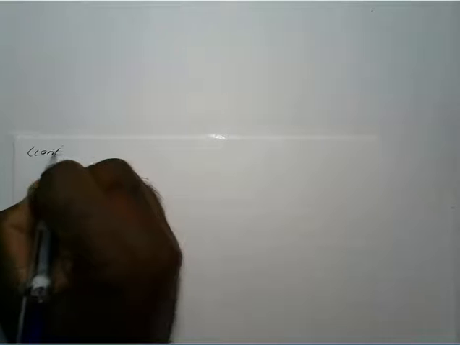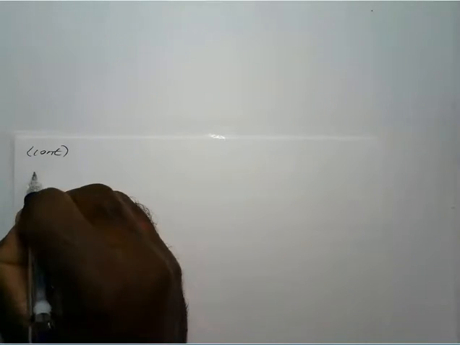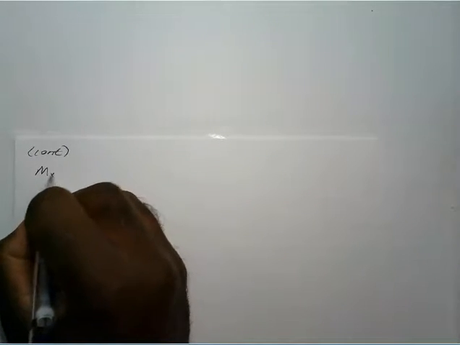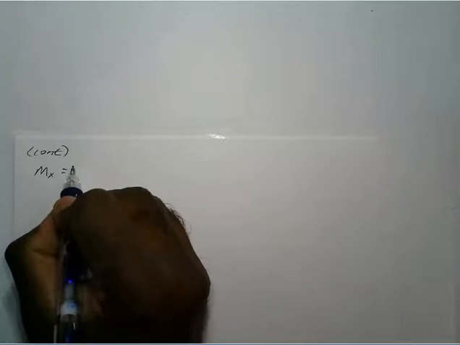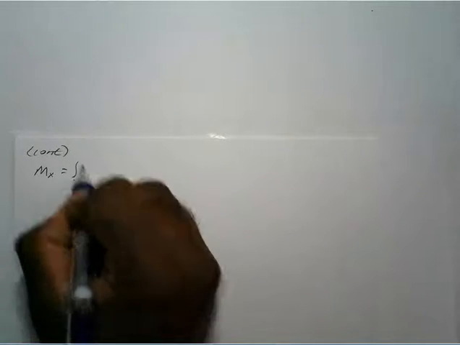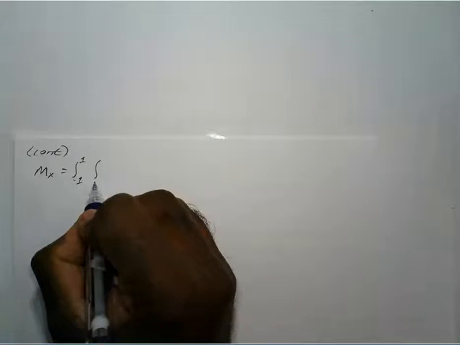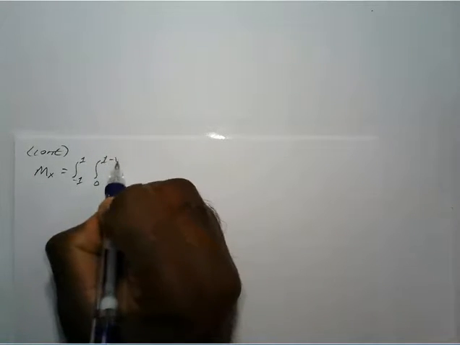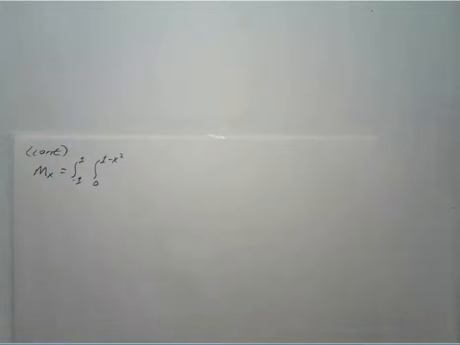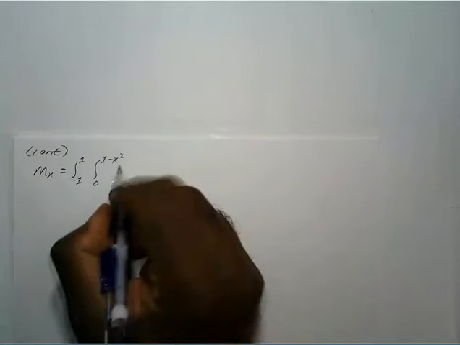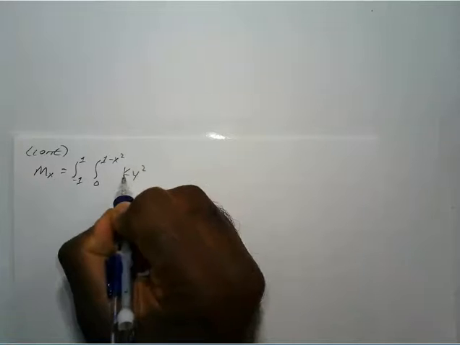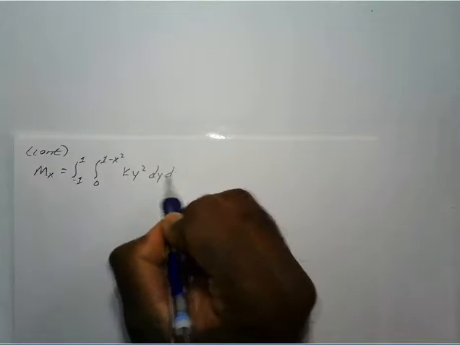All right, so we're going to continue with our moment of mass in the x direction. That's going to equal the integral from -1 to 1 times the integral from 0 to 1 minus x squared. So that would be y times our rho of x. So you have y times k times y, which is k y squared dy dx.